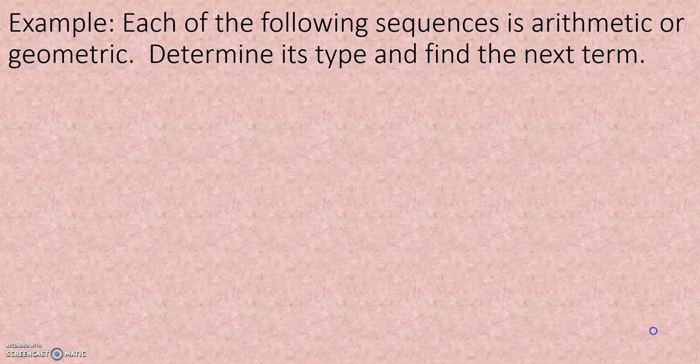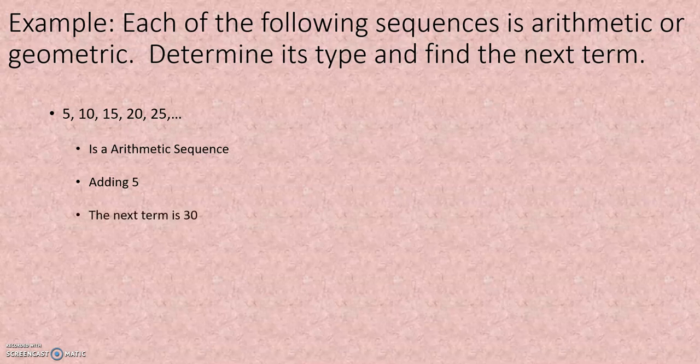Each of the following sequences is arithmetic or geometric. Determine its type and find the next term. 5, 10, 15, 20, 25. You can see there's a common difference between each of them of 5, so it is an arithmetic sequence. The common difference is 5. The next term is 30.